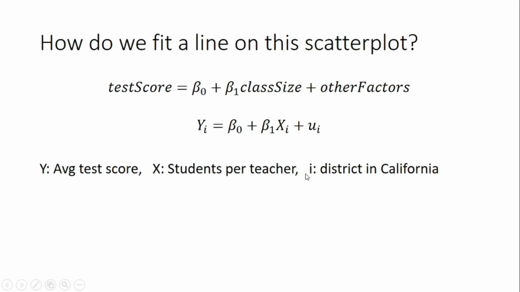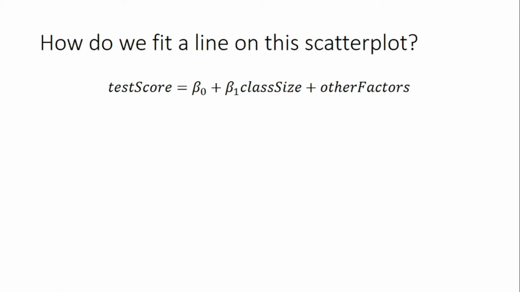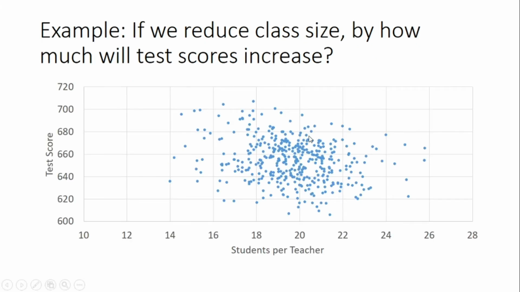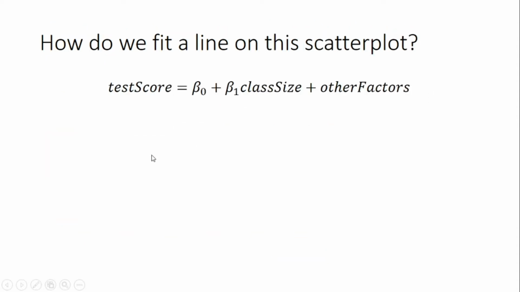And we see we have i here as the subscript, as it tells us that we have different districts in California. Looking at our graph again, there's dozens, maybe hundreds of districts that we have data for. So this is district, I don't know, 20, and it has a students per teacher ratio of what looks like 25, and an average test score in that district of 622 or whatever it may be. And each of the dots represents one district.